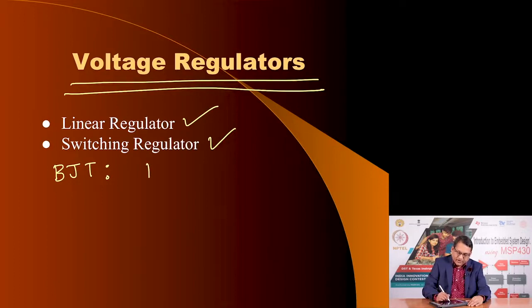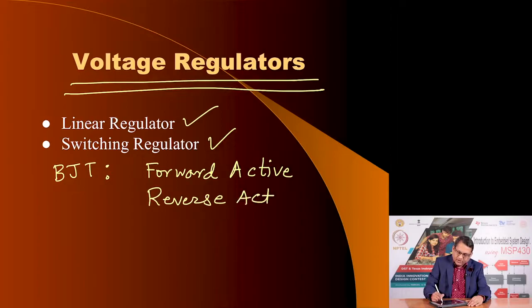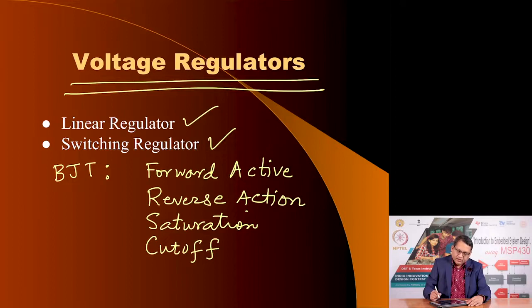One is forward active, the other is reverse active mode of operation for a BJT, the third is saturation, and the fourth mode of operation is cutoff. Usually the transistor is operated either in the forward active mode or in the saturation mode or in the cutoff mode. Reverse active mode is often not used.